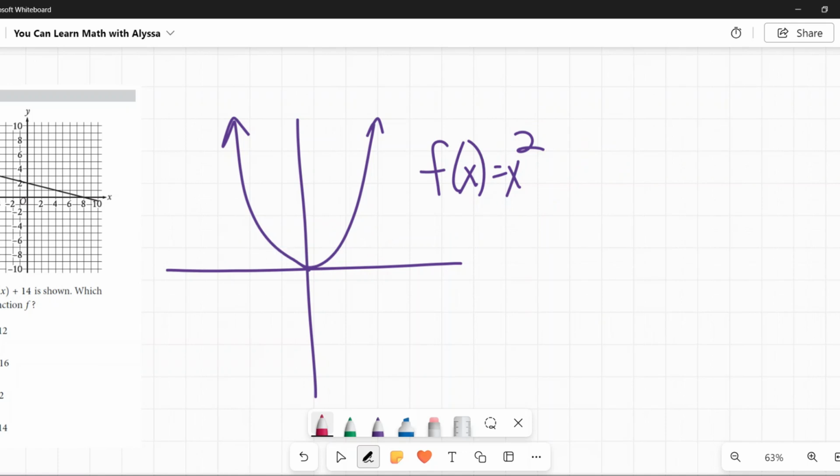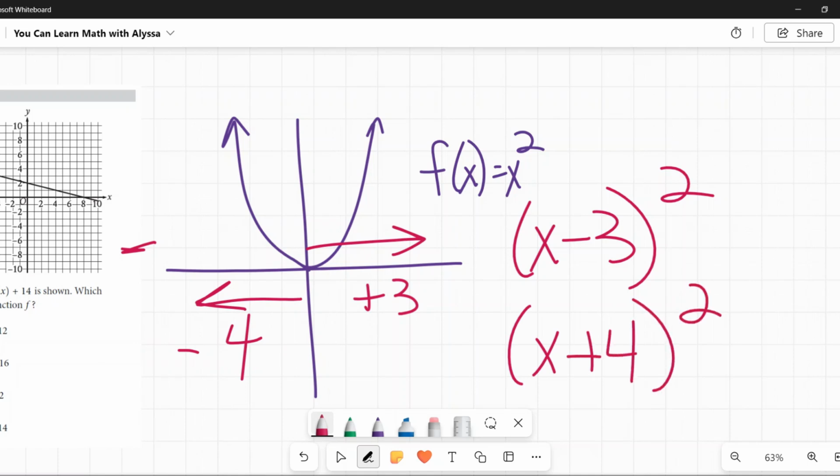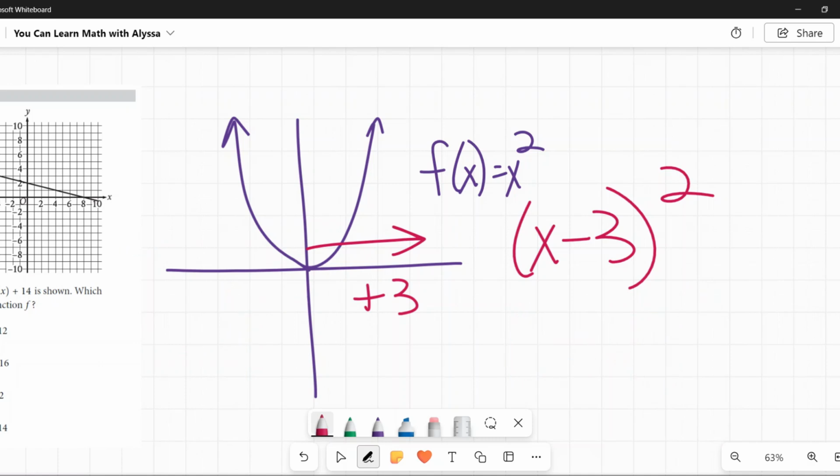And it's the opposite. So for instance, if it's to the right 3, it needs to be opposite and in there with that x. If you want it to move to the left 4, so that is moving towards the negative, you put the opposite, x plus 4 squared. Let's say you want to move to the right 3 and up 2: x minus 3 squared plus 2. You can combine them. They love this kind of thing.